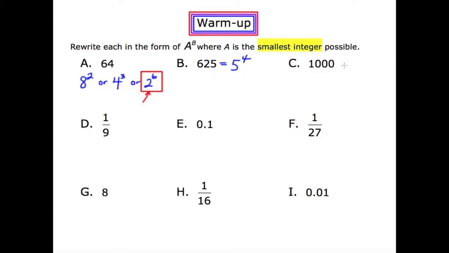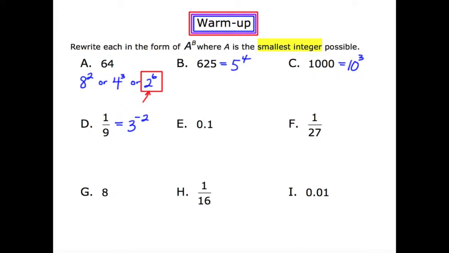In C, we have the value 1000. This can be thought of as 10 cubed. D is a little bit tricky with the value 1/9. This is going to require a negative exponent. I'm going to perceive this as 3 to the power of -2. If you had just written 3 squared, then the answer would have been 9. In order to get that 9 into the denominator, we're going to need a negative exponent. So that's why the answer is 3 to the -2.